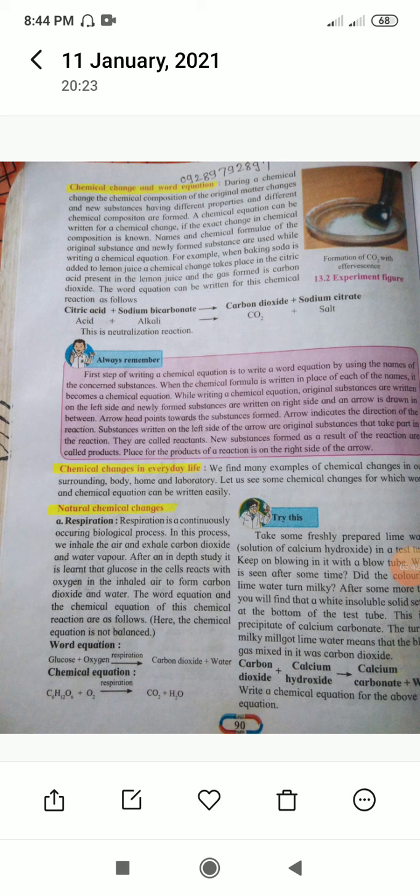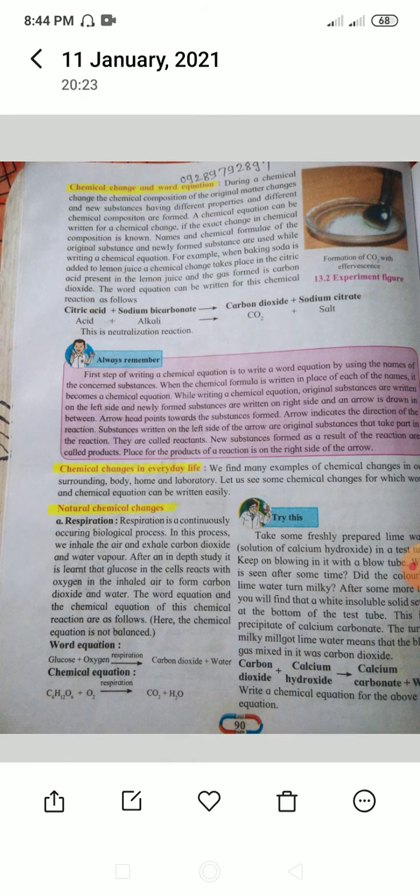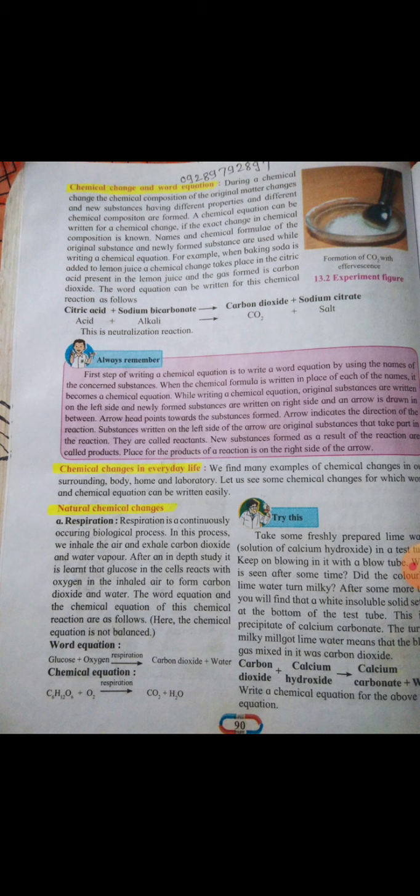There are so many chemical changes we can see in our day-to-day life. It may be in the body, in our home, in our laboratory, in our daily routine. There are some natural chemical changes and some man-made chemical changes. So first we have to see natural chemical changes. The first one is respiration.